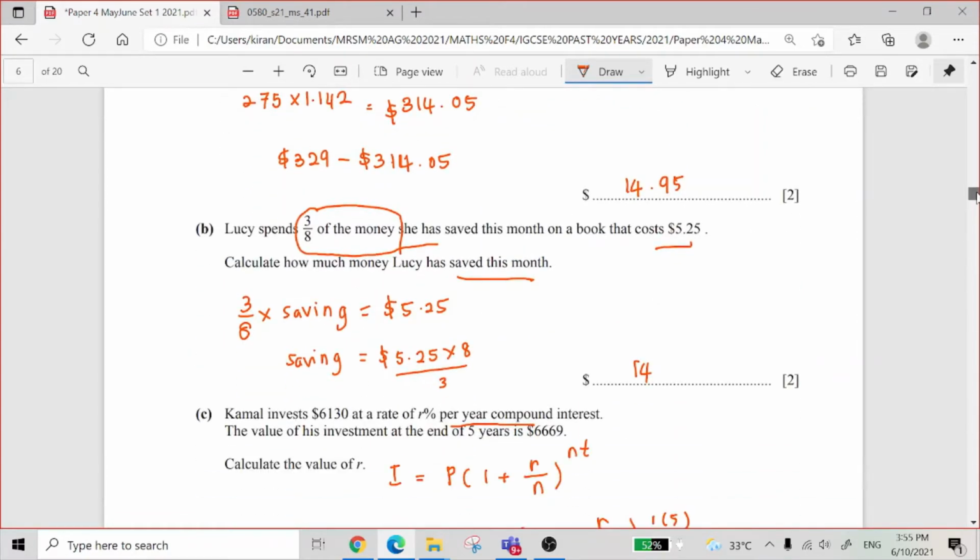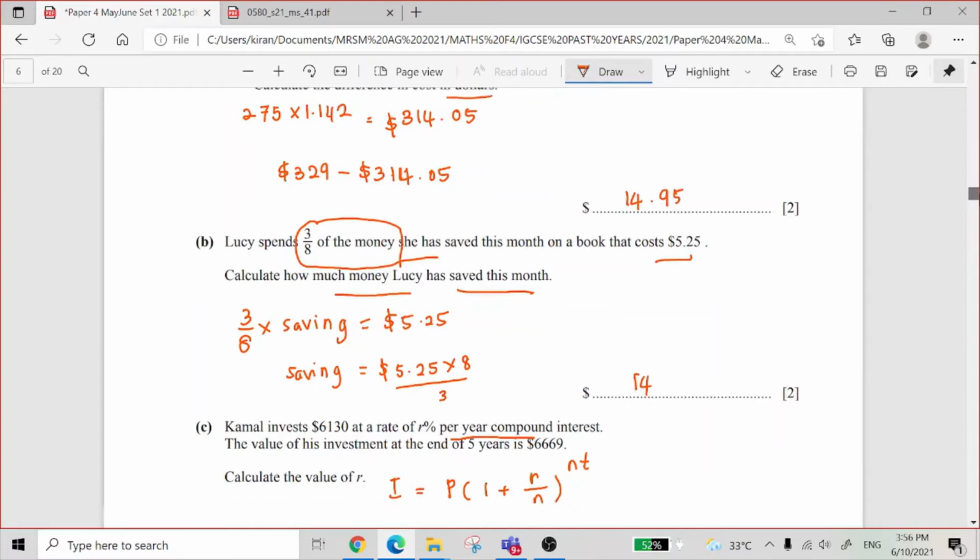Okay, that's question A. We go to question B. Lucy spends 3/8 of the money she has saved this month on a book that costs $5.25. Calculate how much money Lucy has saved this month. So we want to find the savings. We know that 3/8 times the savings gives $5.25, so the savings is $5.25 times 8 divided by 3, and we get $14. The total saving for this month is $14.